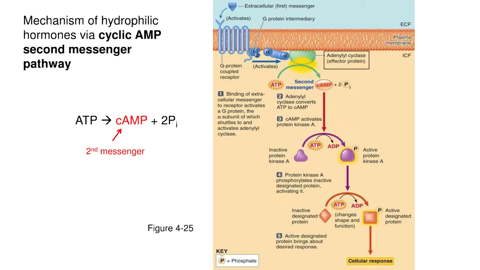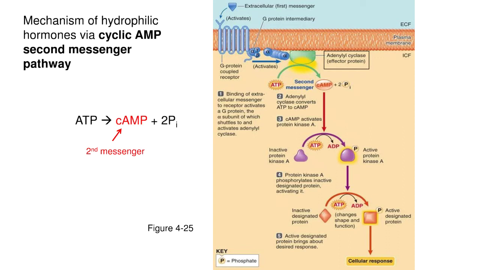Okay, our cyclic AMP is the second messenger. So the cyclic AMP now stimulates a series of pre-programmed chemical steps that bring about the response dictated by that first messenger in the beginning. Okay, and so these proteins might be important in a metabolic pathway.